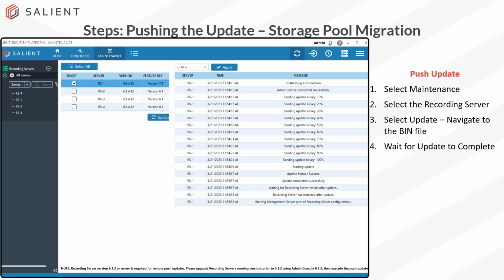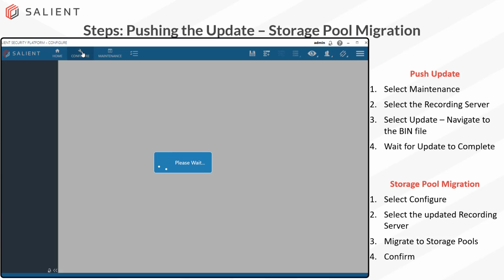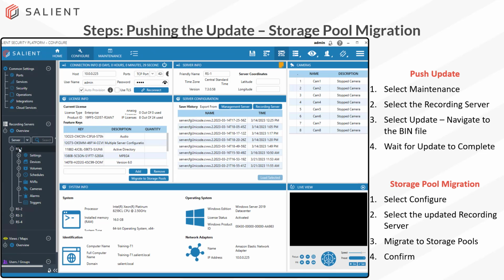All right, as you can see, we have finished our update. This update says it was a success. It's gone through and resynced the management server. So the very final step that we have on this system now is going back into Configure and then selecting that recording server once more. You'll notice that now we are currently running that version 7.